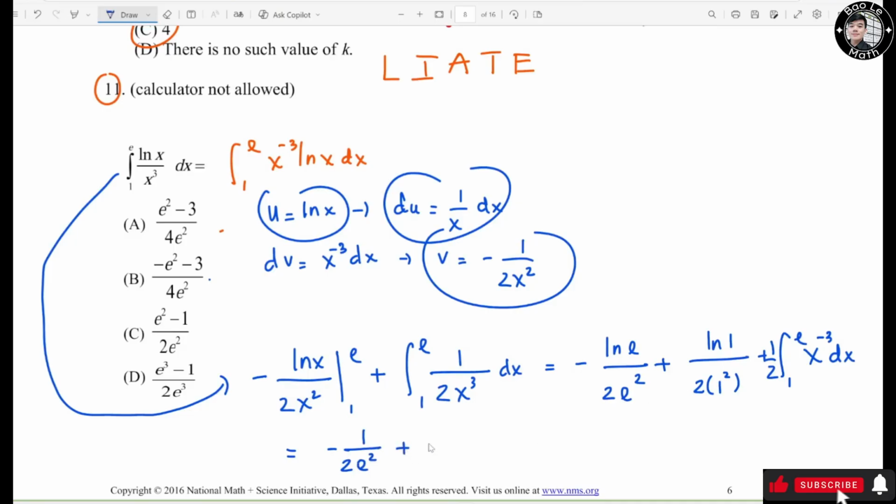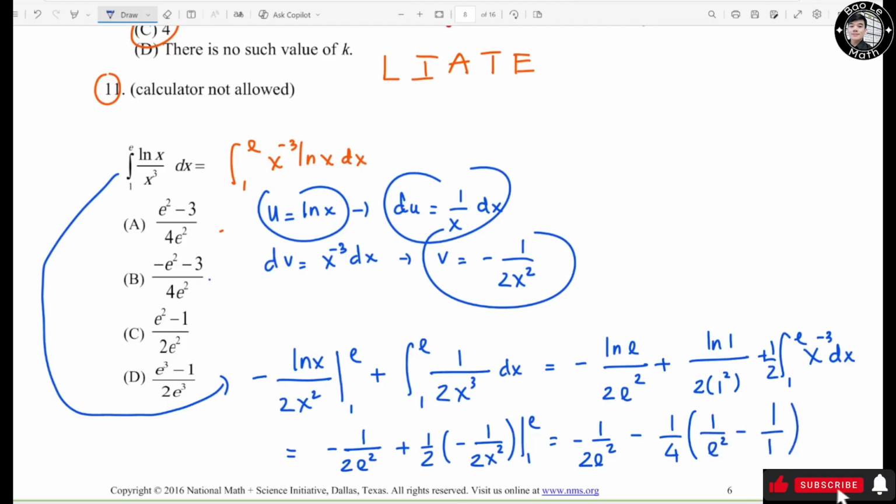Now this one becomes 1 half times negative 1 over 2s squared evaluated from 1 to e, right? So it's going to be negative 1 over 2e squared minus 1 over 4 times 1 over e squared minus 1 over 1, right? Now I'm going to simplify this. So it could be negative 1 over 2e squared minus 1 over 4e squared plus 1 over 4.